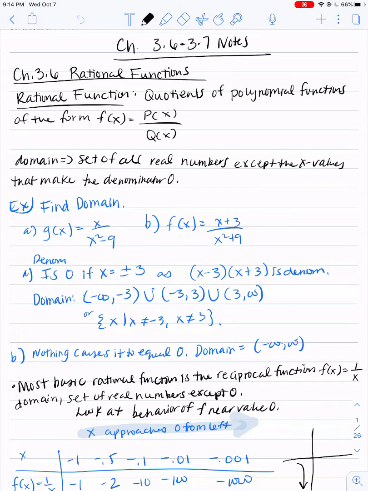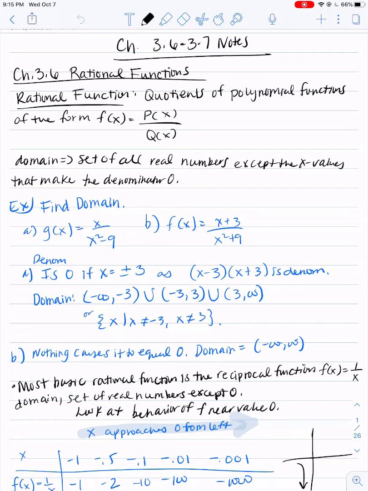Okay, so in these videos, I'm going to be going over chapter 3.6 and 3.7. So this video will start with chapter 3.6, rational functions. So we've seen some examples of some rational functions before.